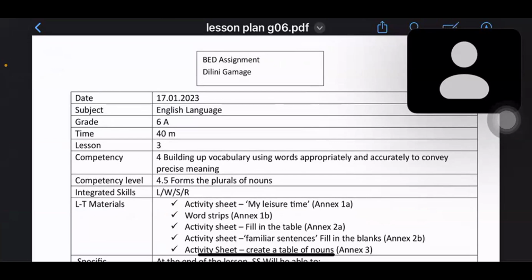First of all, I'm not well today, ma'am. I have a cough and cold. It's okay, no problem if you can manage. If there are any errors in my lesson, please excuse me. Good evening, ma'am and my dear friends. I'm Dilini Gamage.